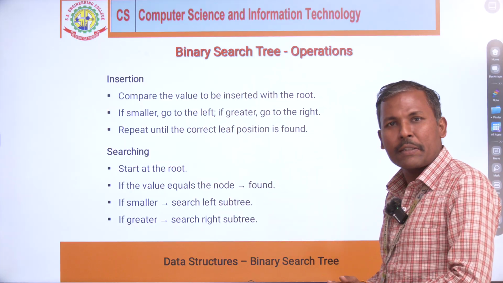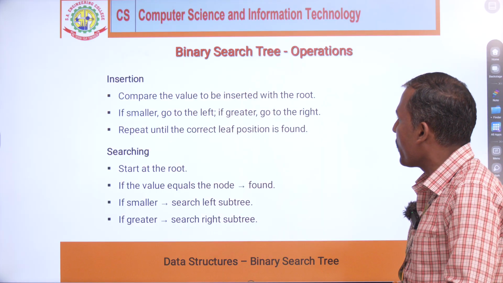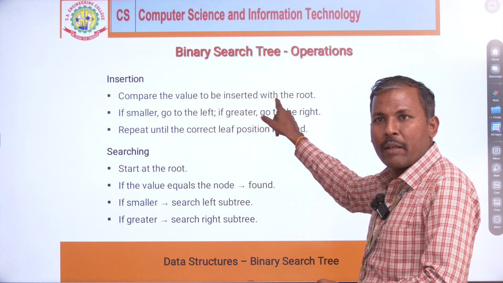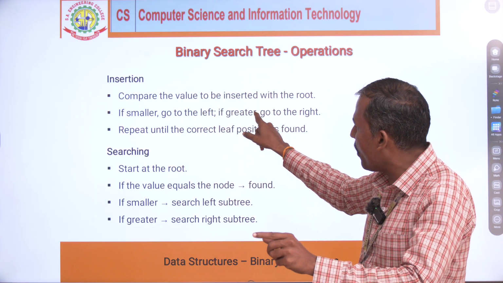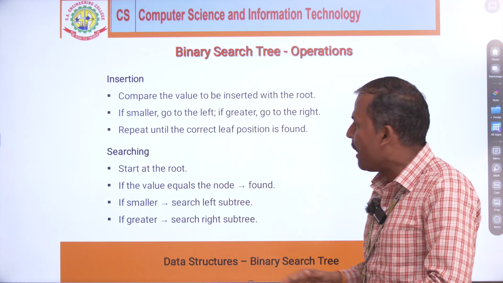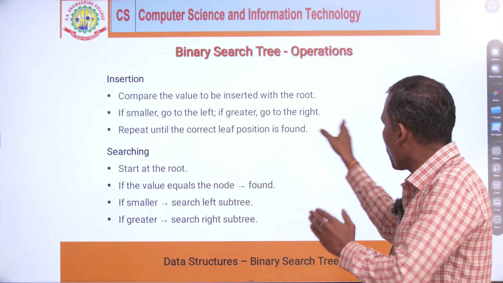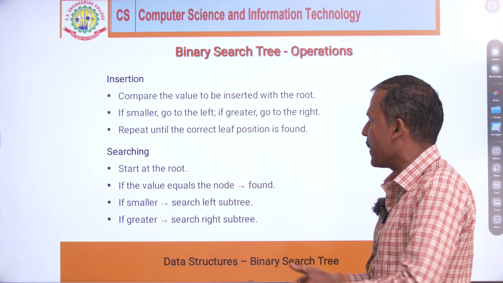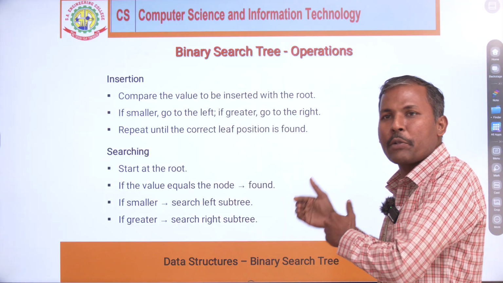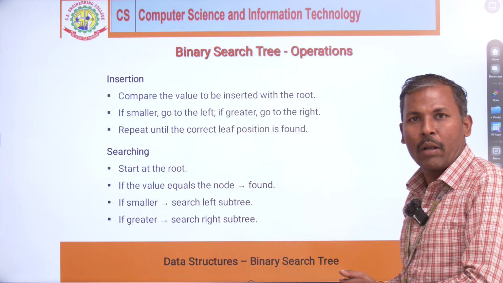The thumb rule of insertion, right? If you want to insert an element in a binary search tree, first you have to compare the node element with the root, right? If it is less or smaller, you go to the left subtree and do the insertion there. If it is greater than the parent or root, you go and insert the element in the right subtree, and repeat this process until the correct position is found. So this is what the insertion algorithm is all about.